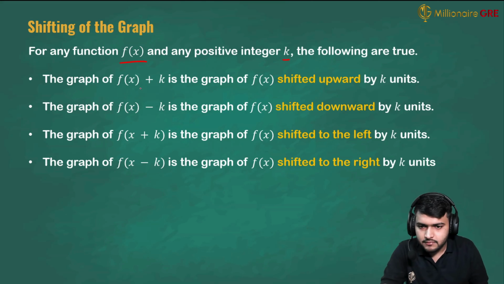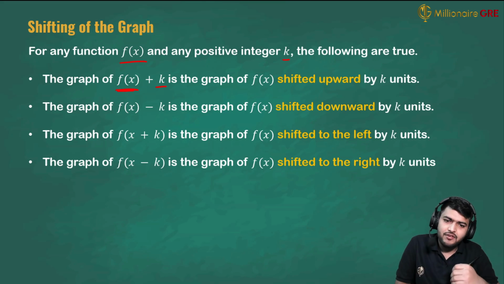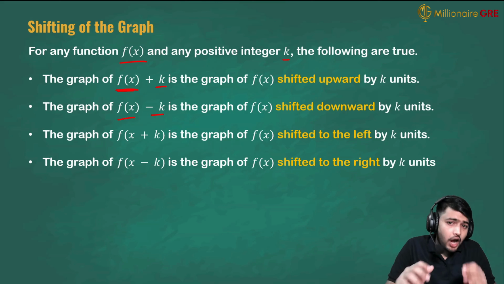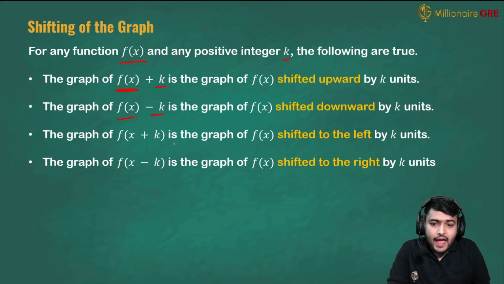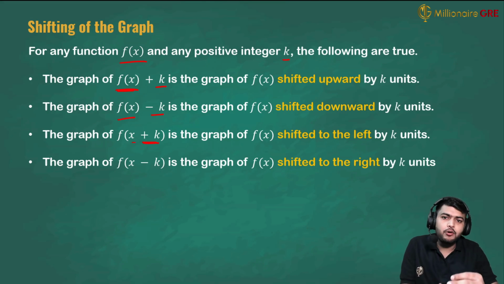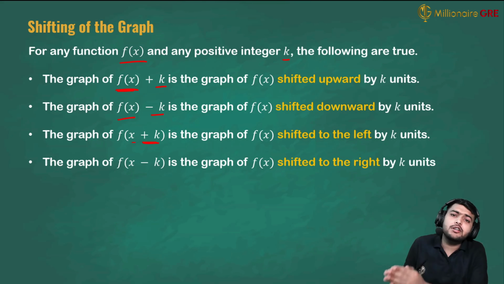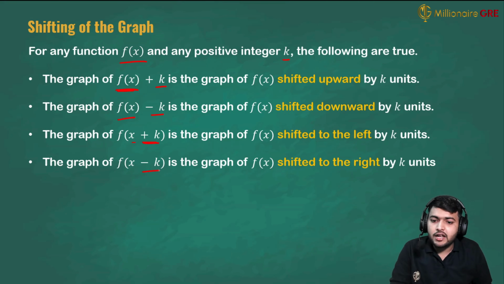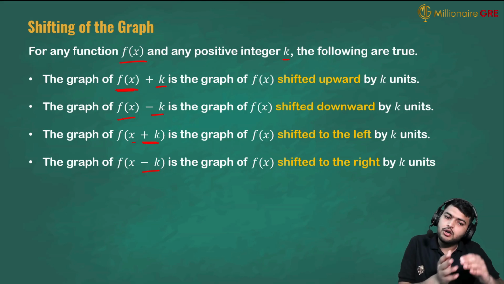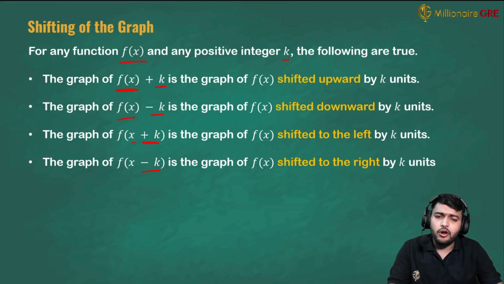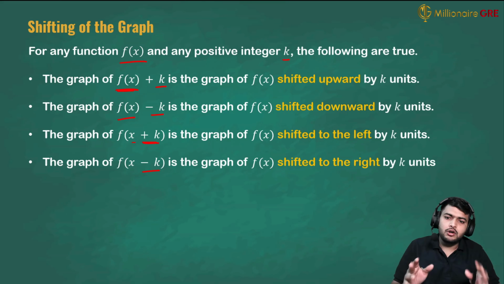Let me reiterate. If you are adding a constant to the output, the graph will shift that many units upwards. Subtracting a constant from the output, the graph will shift that many units downwards. Adding a constant to the input, here x is the input, the graph will shift that many units to the left. Subtracting a constant from the input, the graph will shift that many units to the right. Okay. Now I can demonstrate this to you visually.